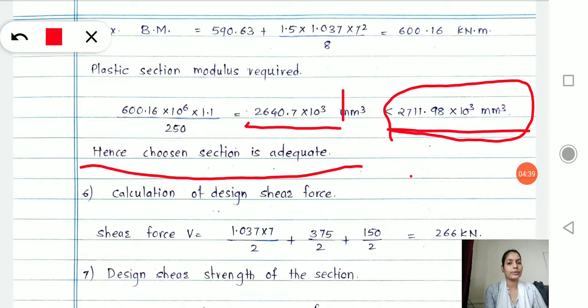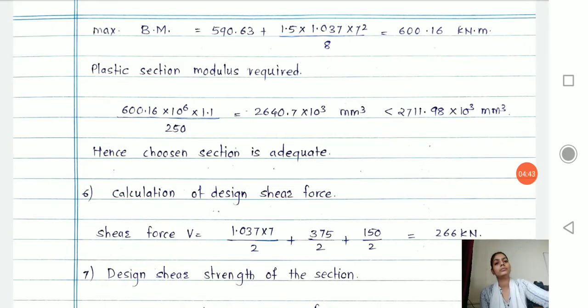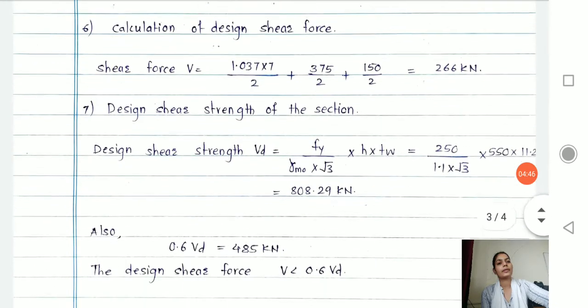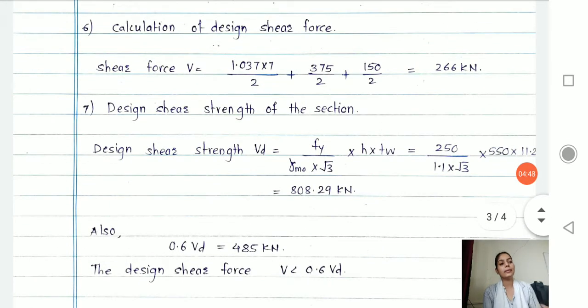Why are we calculating design shear force, and what is its purpose? See here, the major parts of our problem: first you choose one section and cross-check the section modulus, provided and required. If the plastic section modulus provided by the section we have chosen is greater than the required, our section is adequate.